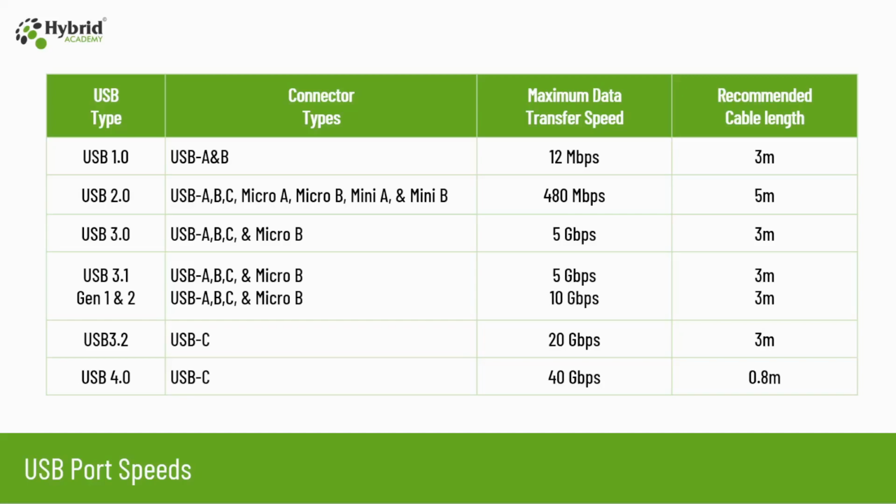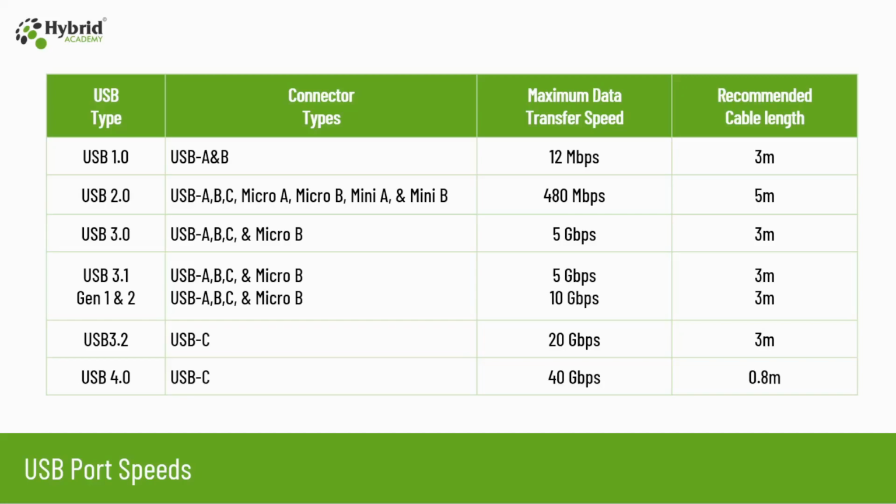USB 2.0, they come in USB A, B, C, micro A, micro B, mini A and mini B. They support up to 480 megabits per second, and the cable length recommended is 5 meters. USB 3.0, which is a more advanced version, it again supports USB A, B, C and micro B, and this can support up to 5 gigabits per second, and the cable length recommended is 3 meters.